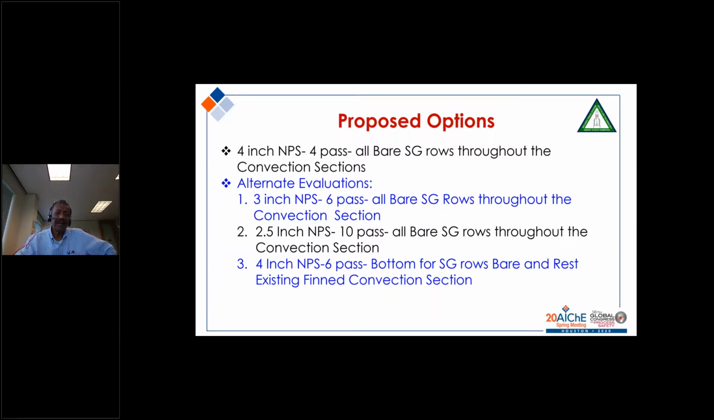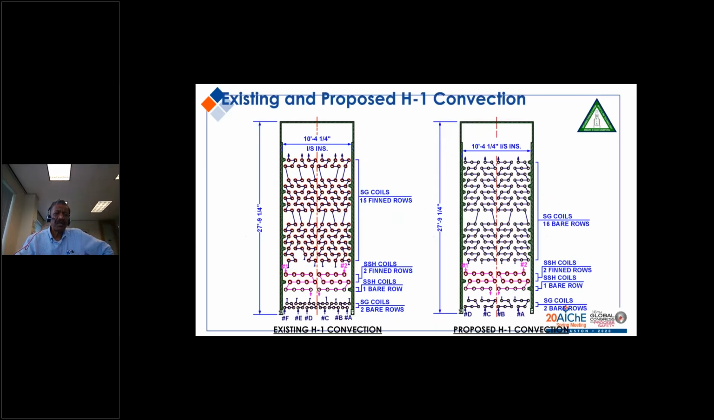So we came up with a hybrid design. We said, okay, we will use a combination of bare and finned, so we will use bare tubes in the first 6 or 8 rows, and then use the finned rows in the upper section to improve the heat transfer. So this is what we came up with.